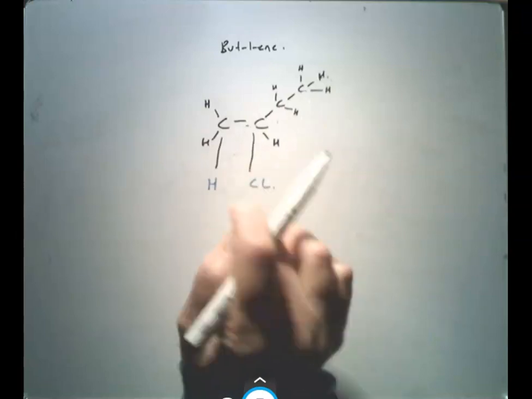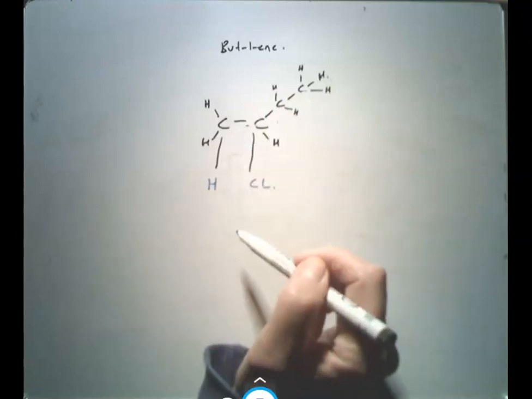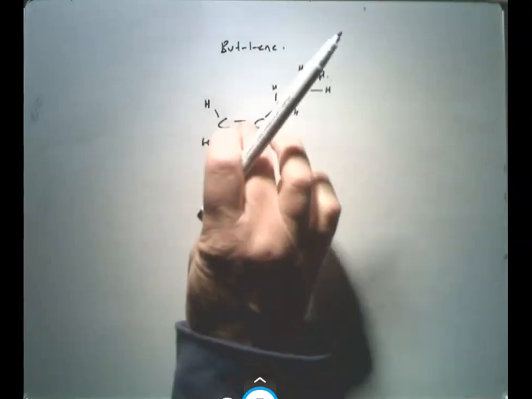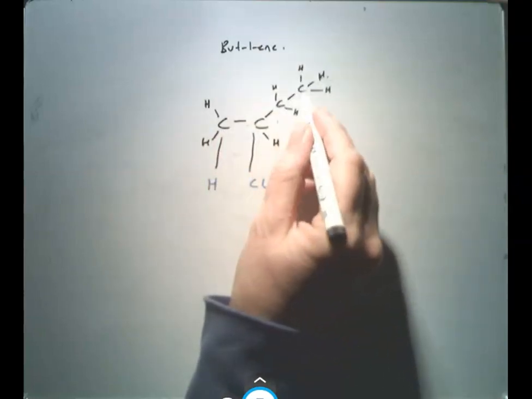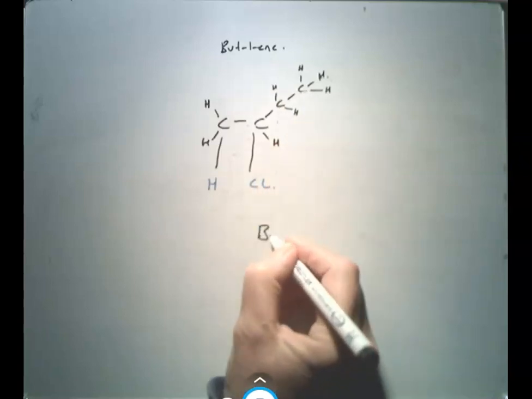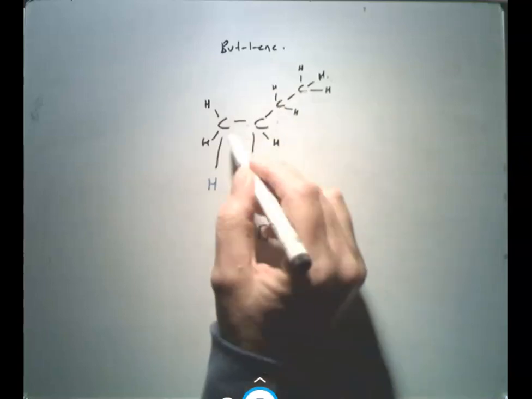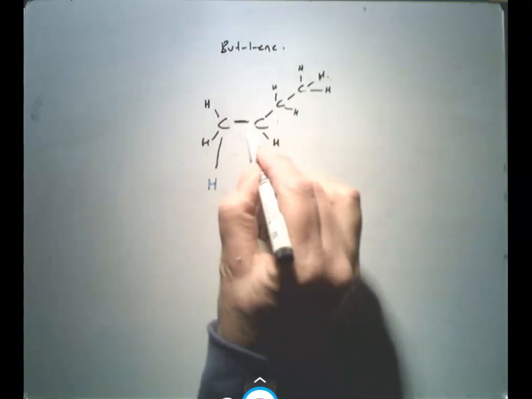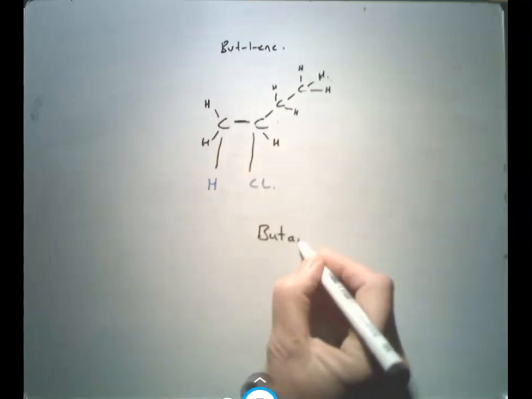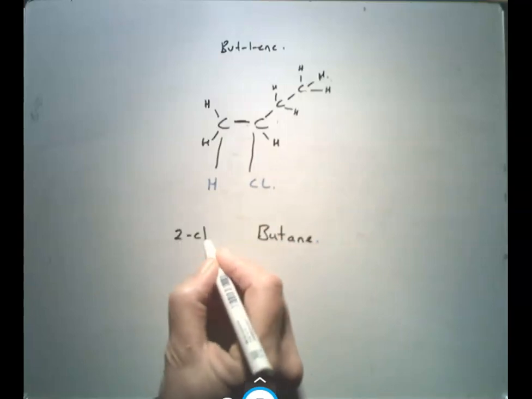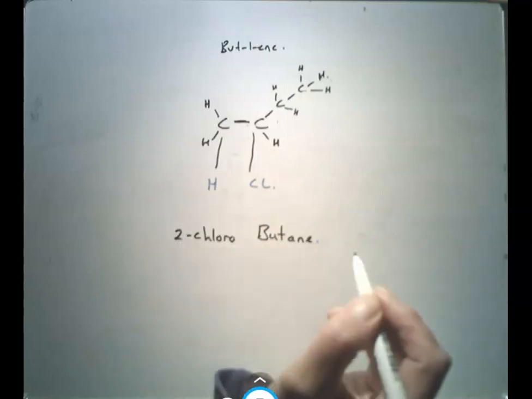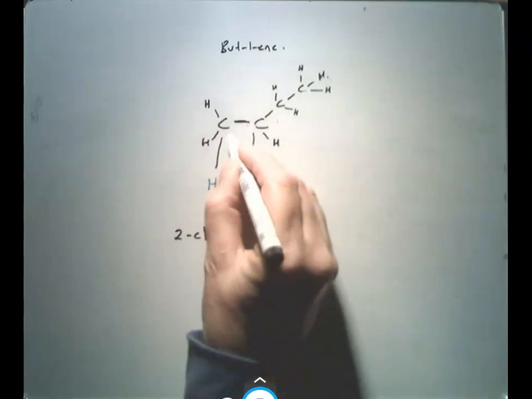And I have drawn these bonds ridiculously long. So having the chlorine on the second carbon, 1, 2, 3, 4, so it's still a but-. It's not a butene anymore. Remember, it's got a single bond, so it's butane. And if the chlorine's on the second one, then it's 2-chlorobutane. 1, 2.